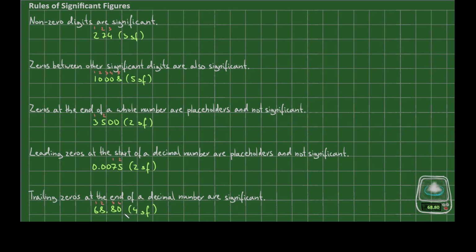What is the difference between 68.80 and 68.8? Firstly, in terms of significant figures, 68.80 has 4 significant figures, whereas 68.8 has only 3 significant figures. But more importantly, with 68.80, we are telling the next person that we have an instrument that is accurate to the nearest hundredth. Whereas with 68.8, we are telling the next person that our instrument is only accurate to the nearest tenth.